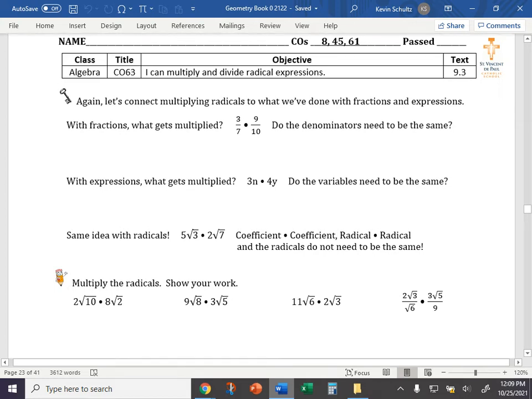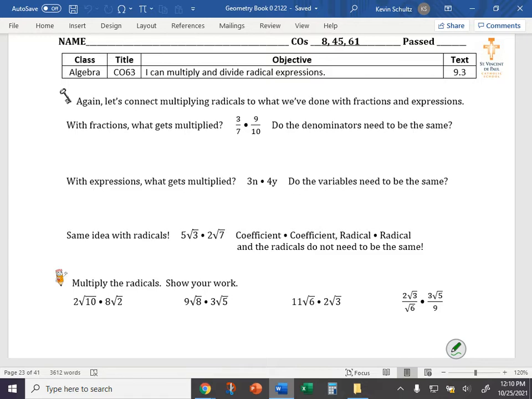Good day, geometry. We are on the home stretch of our unit on radicals. And actually, the good news is you've already done CO63 kind of sporadically throughout. You have multiplied fractions before involving roots, or multiplied expressions involving roots. You've divided them when you rationalize. Now it's kind of putting it all together.